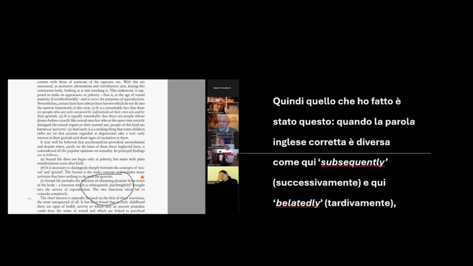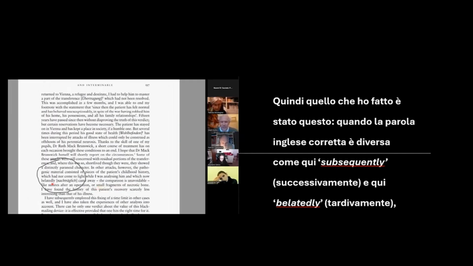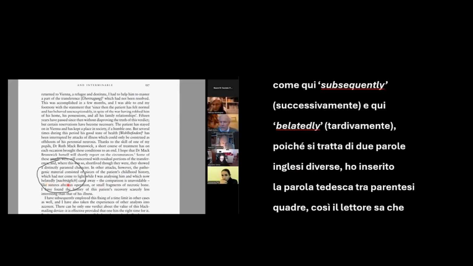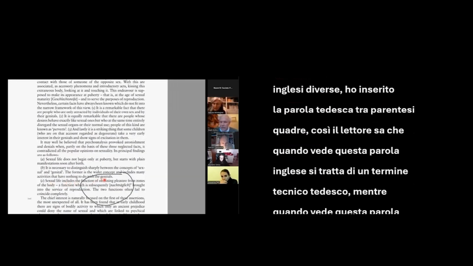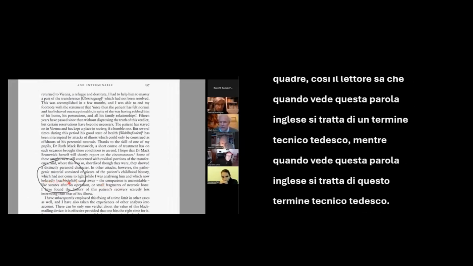So what I did is, where the right English word is different, like here it is "subsequently," and here it is "belatedly." These are two different English words. What I did is I put the German in square brackets afterwards, so the reader knows that when they see this English word, it's this German technical term. Where they see this English word, it's this German technical term.